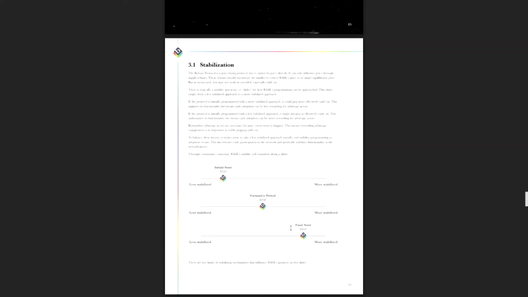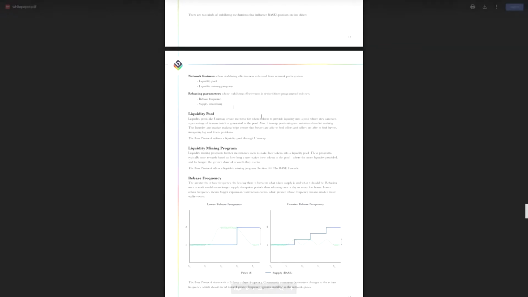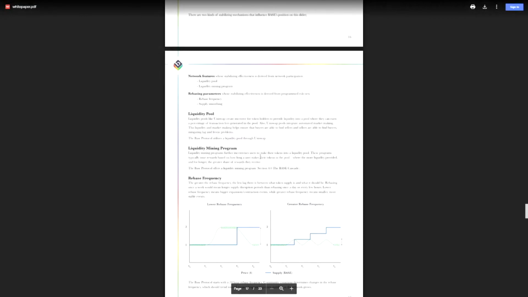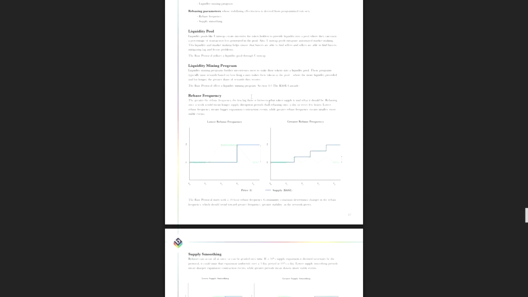So of course, the most important aspect of a stablecoin, whether it's pegged to the dollar or to the market cap of the cryptocurrency market, is stabilization. So in the beginning, we want adoption. So we're trying to get a lot of people into the project by making it really interesting. So it will be less stable in the beginning, and then eventually the project will move very close to that stable peg. Then we quickly talk about the liquidity pool, the liquidity mining program, and the rebase frequency.